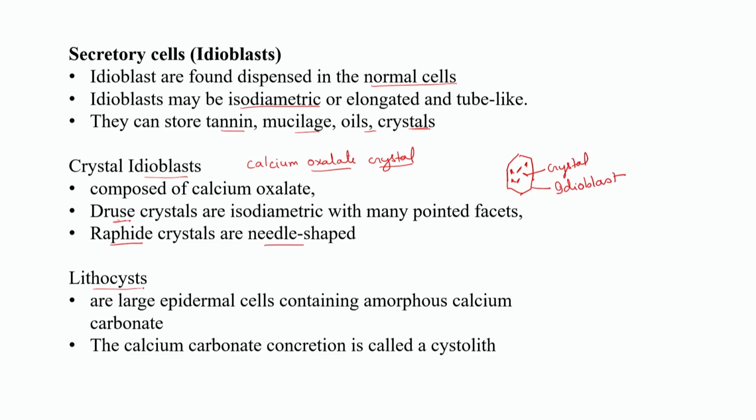Now lithocyst is also a type of idioblast, and it is found in the epidermal cell. That also we have studied before, that some of the epidermal cells enlarge, and inside that epidermal cell you have a lot of crystals deposited in a grape-like fashion. These crystals are known as cystoliths, and that special type of epidermal cell is known as lithocyst.